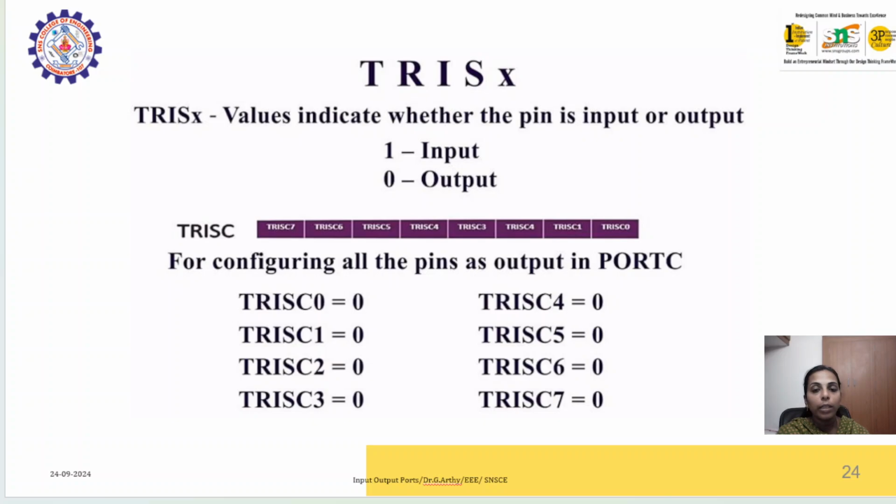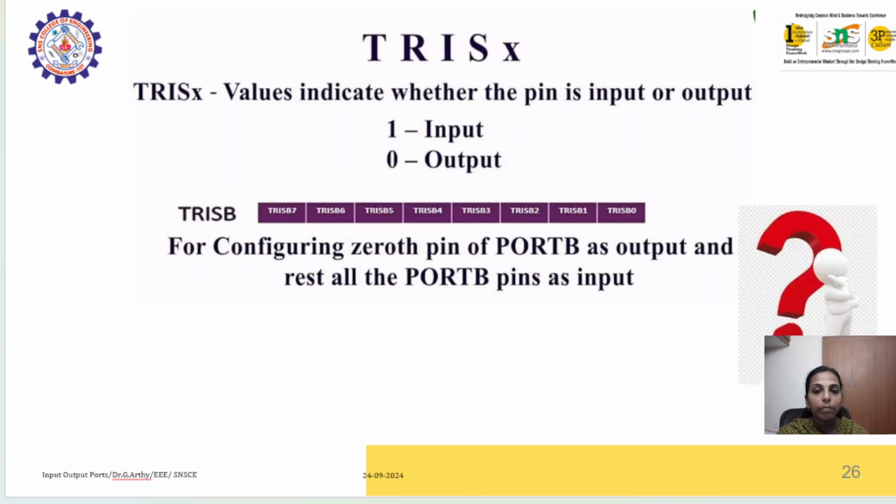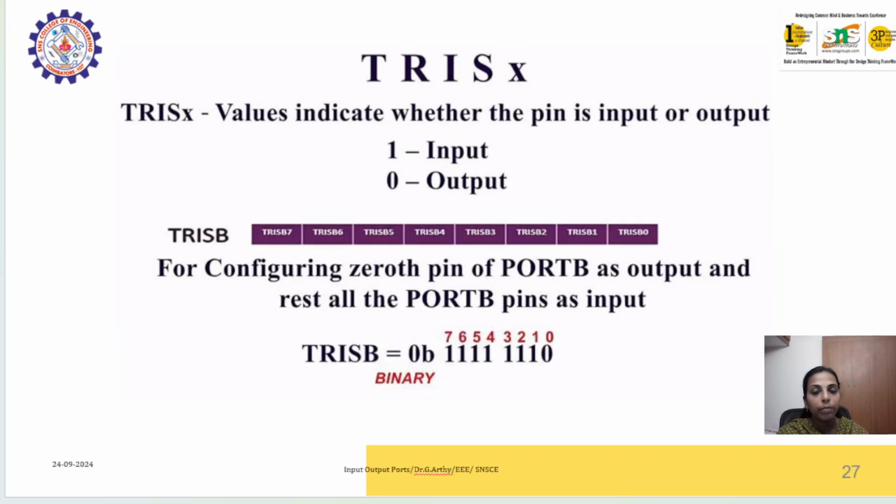Here a few other examples are given. What will happen if I want to set a particular tris register? The tris register can be bit manipulated. That is, a single bit can be overwritten, or we can write all 8 bits together. Next is how to configure the 0th pin of port B. This is for your thought. So this is the answer: this bit is made 0 and all the remaining are made 1.